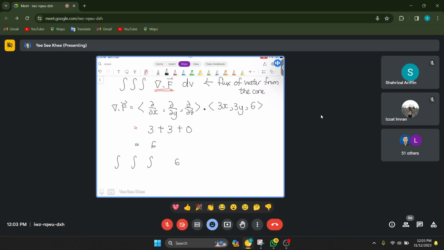Can anyone tell me which coordinate system is suitable for this cone structure? Because I want to define the dV. Which one: Cartesian, cylindrical, or spherical? Cylindrical. Yes, cylindrical. So the dV for cylindrical will be dz.